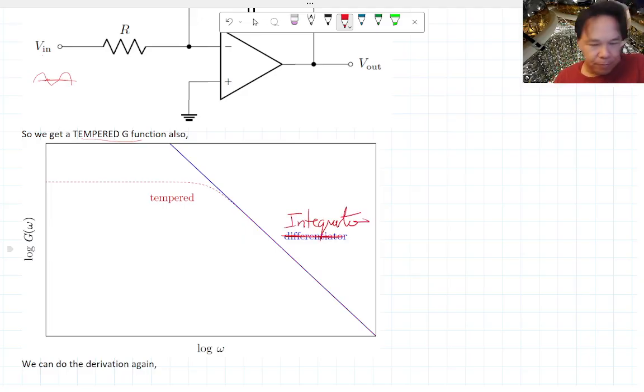Okay. The integrator, basically, the gain is linear with frequency. So it goes to infinity as the frequency goes to 0. This tempered one, by just adding that large capacitor there, is going to give you some cap. Basically, there's some maximum gain that your circuit can have, no more than that.